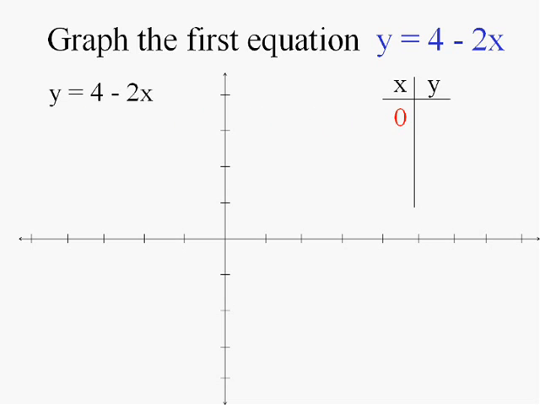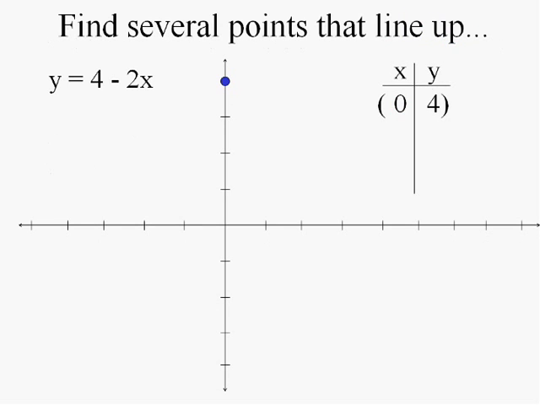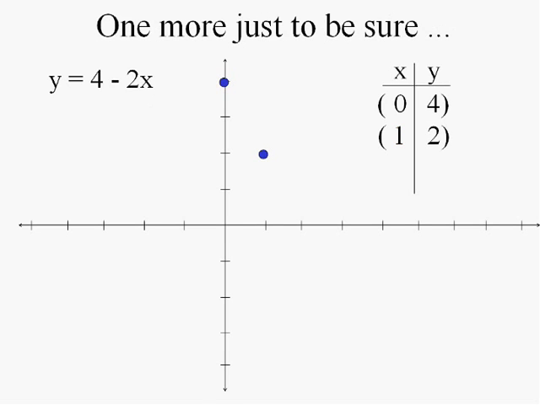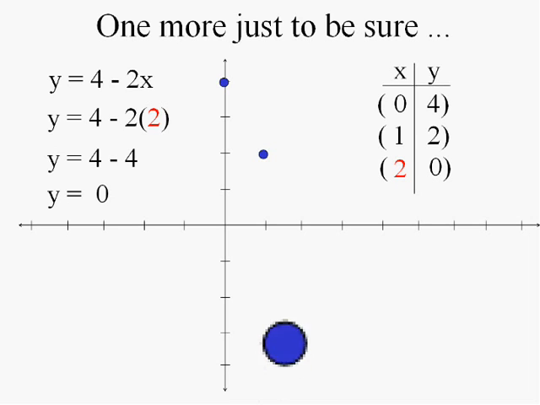Well, I'll put in a 0 for x, and quickly, y will be 4. And I'll graph that point. And I'll put in a 1 for x, and y in that case will be 2. So I'll go over 1 and up 2. And lastly, I'll put in a 2. And I'll get 4 minus 4, or 0. And the point 2, 0 is right there.